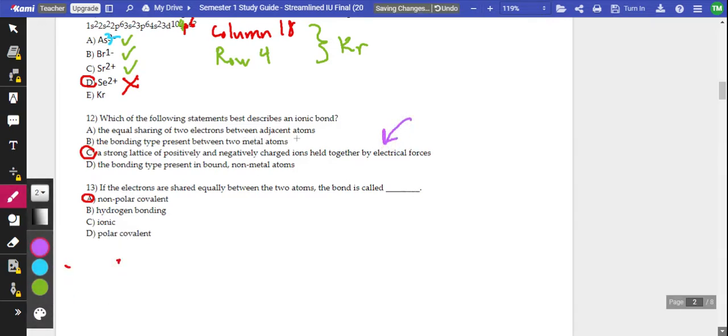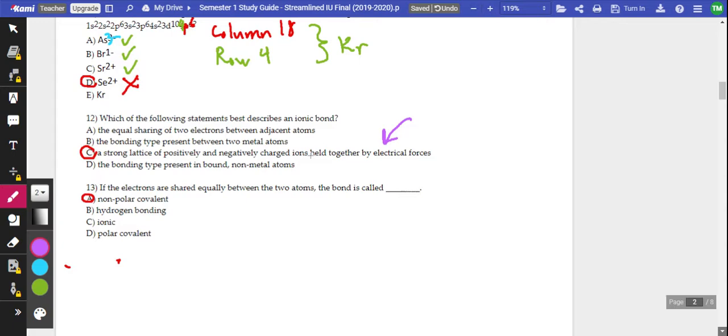Equal sharing of 2 electrons between 2 adjacent atoms would be more like covalent. The bonding type between 2 metals would be metallic bonding. The bonding type present in bound nonmetal atoms sounds like covalent. So yeah, this is definitely it.